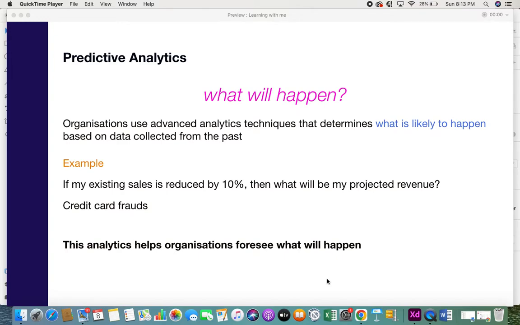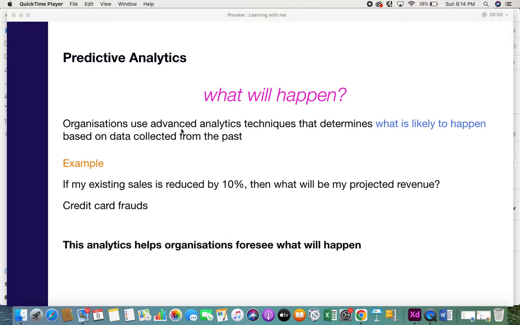The same thing we do with an organization. After you have gone through the diagnostic, the factors that have caused the problem, we come to predictive. This is all about what will happen. When companies use a predictive analytics model, they are always focusing on the future: future outcomes, future impact, maybe in terms of sales, revenue, etc.